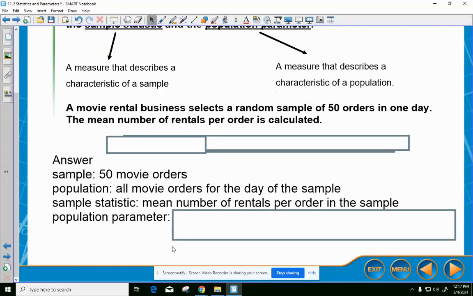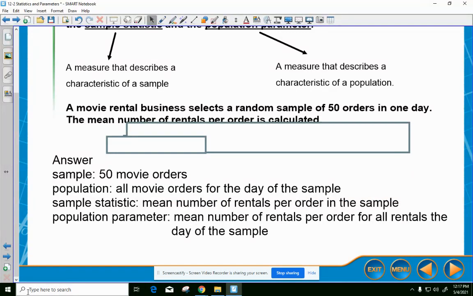All right, I'll show you this one. It is simply the mean number of rentals per order for all the rentals in that day. So the sample is 50. The sample statistic would be the mean of those 50. The population was all the rentals for that day. The population parameter is going to be the mean of all the rentals on that day. So the sample and the statistic go together. The population and its parameter go together.